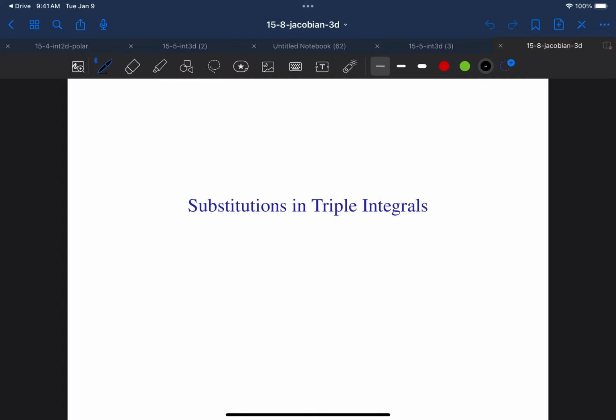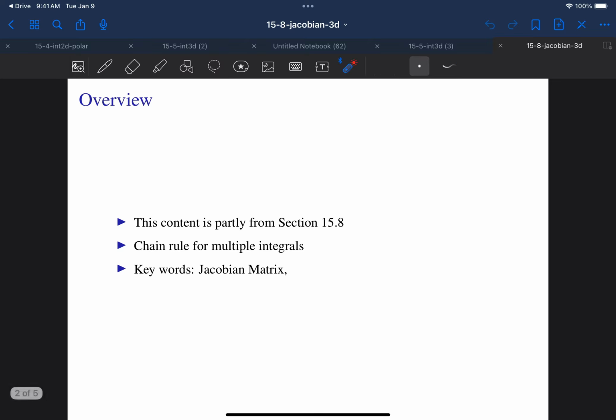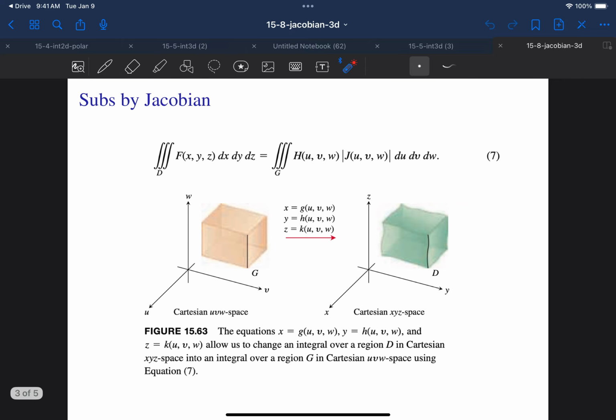In this video, we are going to talk about substitutions in triple integrals, which is from section 15.8, and this involves the Jacobian matrix, which was mentioned before in the substitution method for double integrals. So here's the idea.